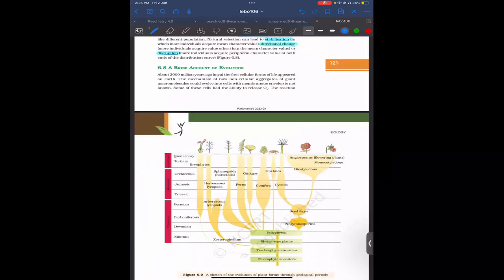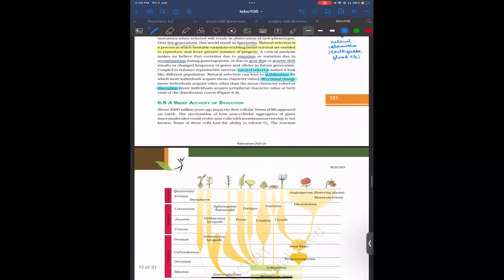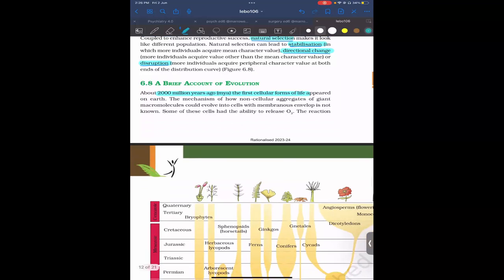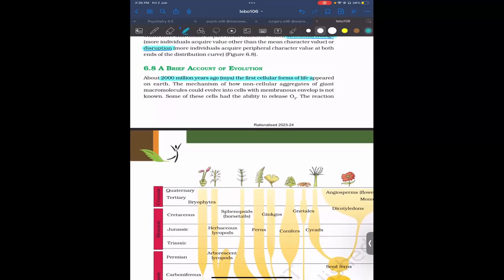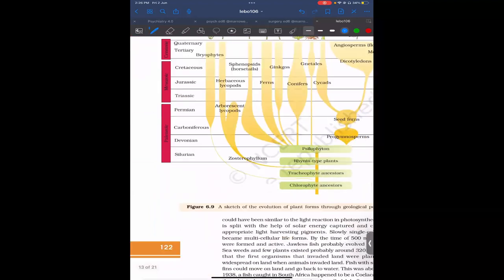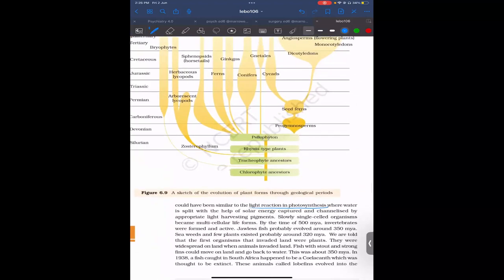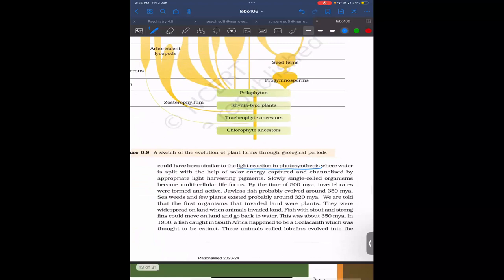Now here comes a brief account of the evolution. As we discussed earlier, around 2000 million years ago, the first cellular form of life appeared on Earth. The mechanism of how non-cellular molecules aggregate could have been that they evolved into cells. Some of these cells had the ability to release O2. The reaction could have been similar to the light reaction in photosynthesis, where water is split with the help of solar energy captured and channelized by the appropriate light harvesting techniques.